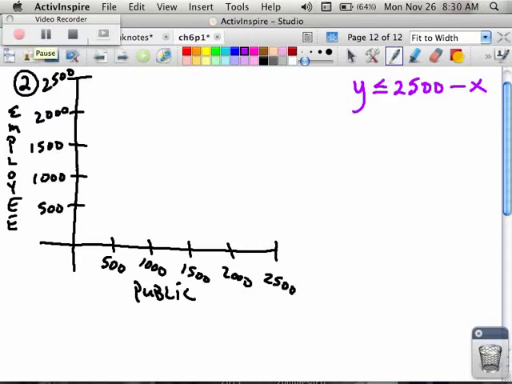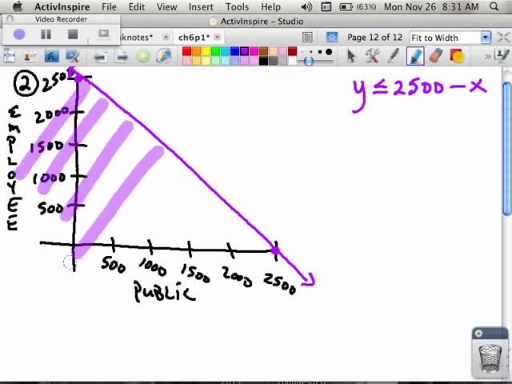If I graph that purple constraint, that means that I have a y-intercept of 2,500. I go down 1 over 1 for the slope, which means I intersect the x-axis at the same spot. So now my line looks something like this for that constraint. And it's a less than or equal to, which means I'm shading under that line, which basically means I'm shading this way.